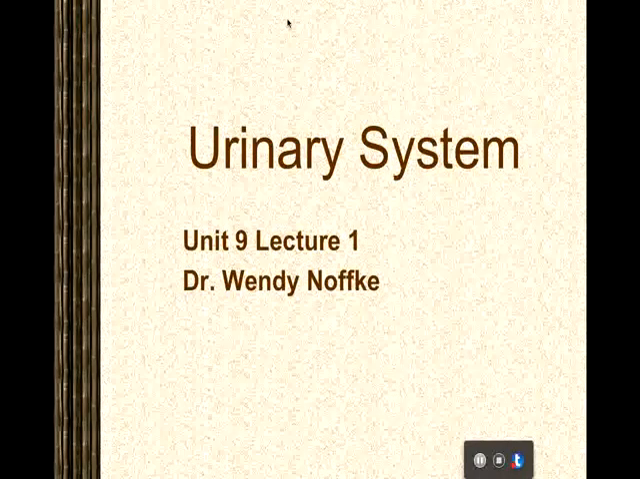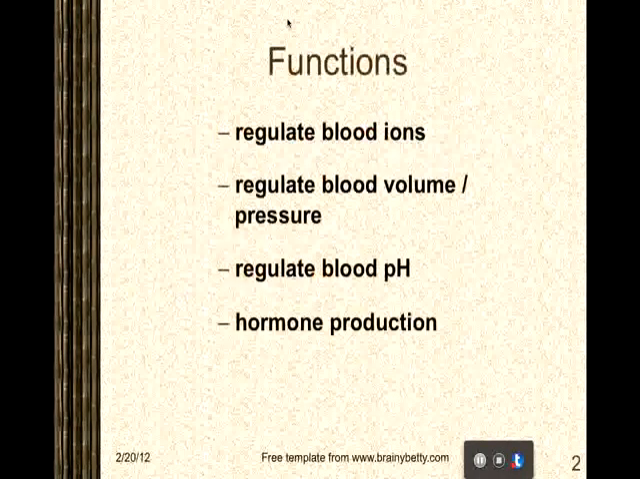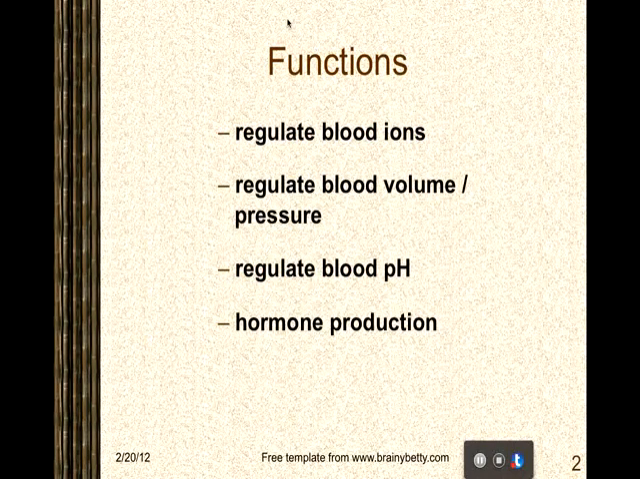This section will cover the urinary system. Our urinary system helps to regulate our blood ions as well as the blood volume, blood pressure, and blood pH through filtering. It is also responsible for the production of some hormones.